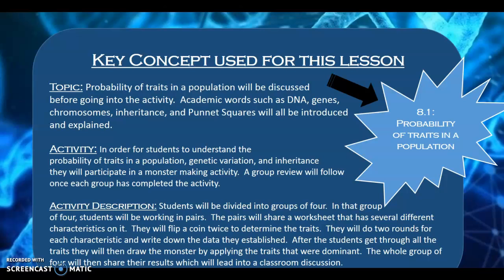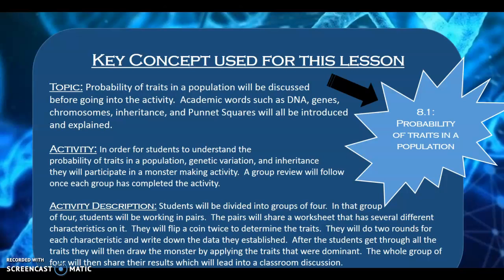Each of these pairs will share a worksheet that has several different characteristics on it. They will end up flipping a coin twice to determine what traits their monster will end up having. So this includes the genotype along with the phenotype. They will again do 2 rounds of that, write down the data they establish, and then once they're completed, they will go ahead and create their monster based off of the traits that were dominant on their worksheet.